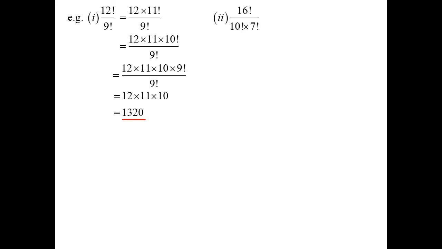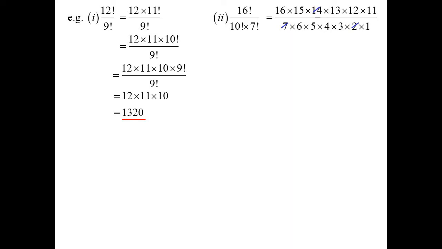16 factorial over 10 factorial times 7 factorial. Well, it makes more sense to cancel the bigger factorial. So the 10 factorial would roll out, and I would be left with on top 16 times 15 times 14 times 13 times 12 times 11, because we've cancelled the 10 factorial. And then on the bottom we have 7 times 6 times 5 times 4 times 3 times 2 times 1. And this is where we get to have some fun and do some cancelling.